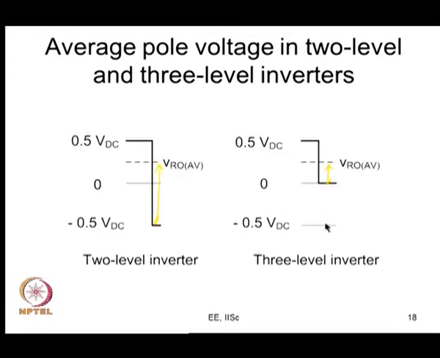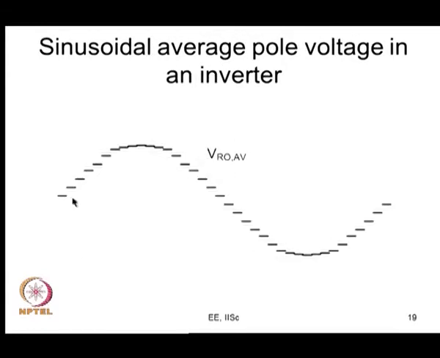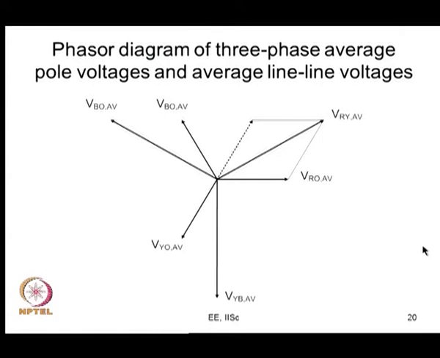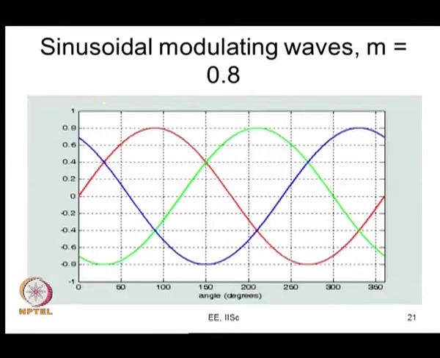Alright. So, you can use it like this. What we want to do is vary this VRO average sinusoidally, and VYO average to be another sinusoid of the same amplitude, same frequency, 120 degrees later, and VBO average also as another sinusoid. If they are all sinusoids of the same amplitude, same frequency, 120 degrees phase shifted, then you will get your VRY average like this and VYB average like this, and this, I am sorry, is VBR average. So, this is VBR average.